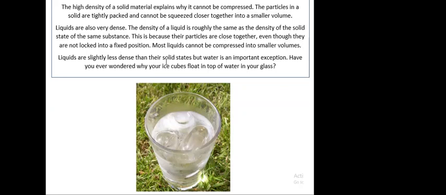Liquids are slightly less dense than their solid states, but water is an important exception. So what we're saying here is that the general rule is that solids are more dense than liquids, right? But in the case of water, H2O, the liquid of water is denser than the ice cubes, right? And we're going to learn why that is. One important characteristic that tells you that ice cubes are less dense than water is the fact that they float on top of the water. You're never going to have an ice cube that sinks to the bottom.